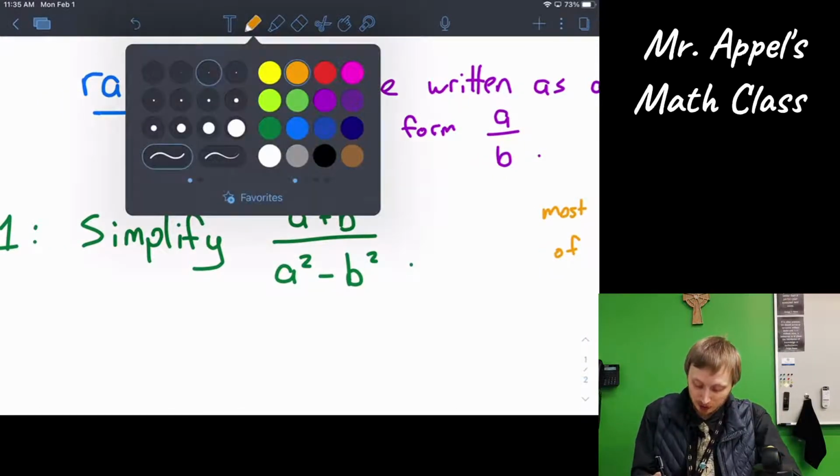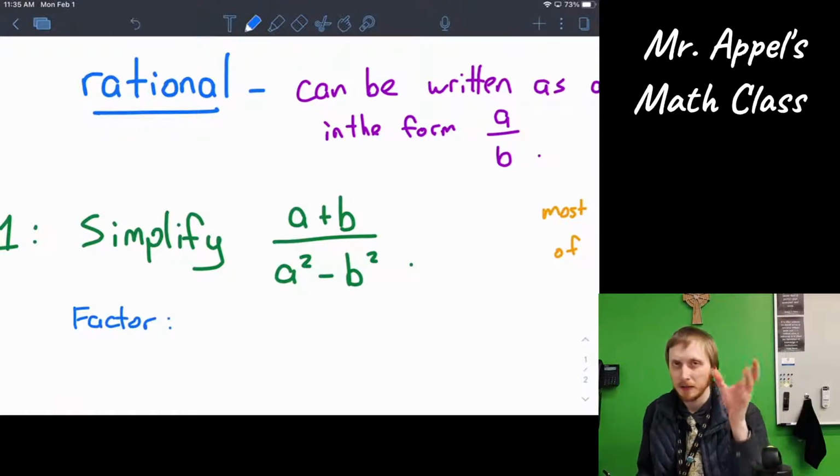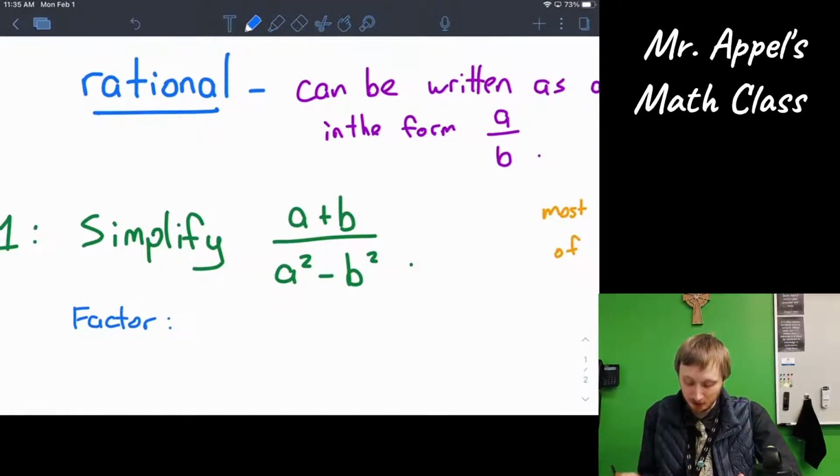When in doubt, factor it out. Factor the numerator. A plus b is as simple as it gets, right? I don't have anything being multiplied there, so you're not going to factor anything out. So it's just a plus b.